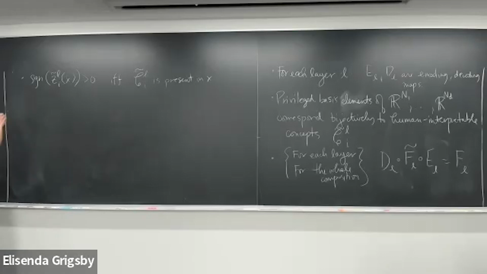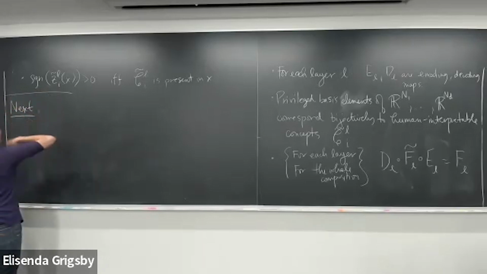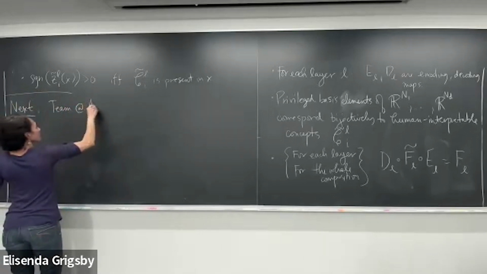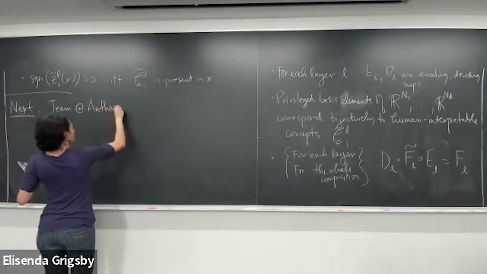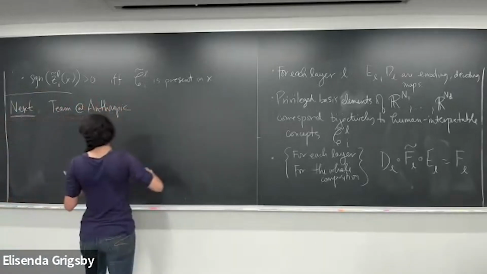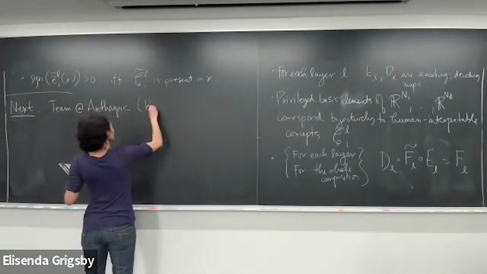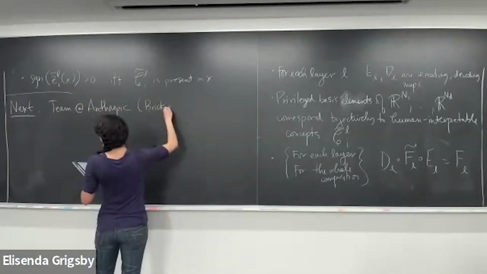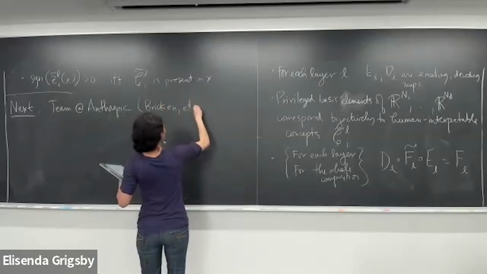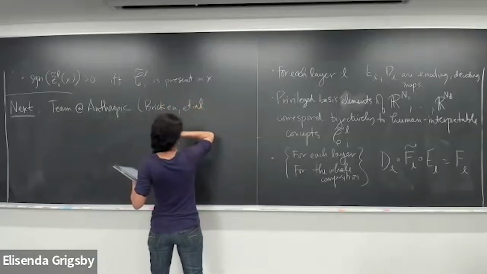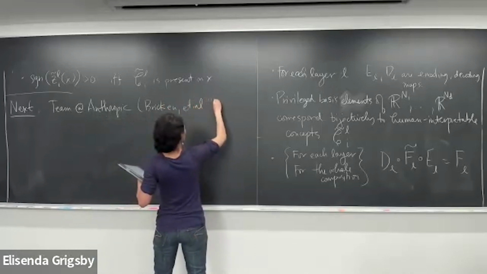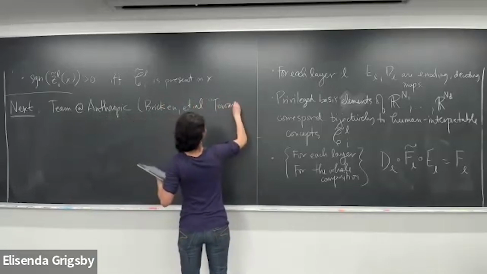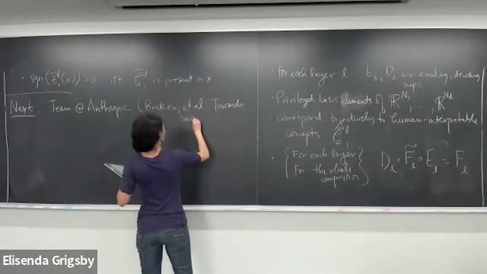Okay, next, I'll describe a team at Anthropic, and I'll put a link to the paper. This is Fricken et al. And the paper, the blog post, is something like Towards Monosemanticity.